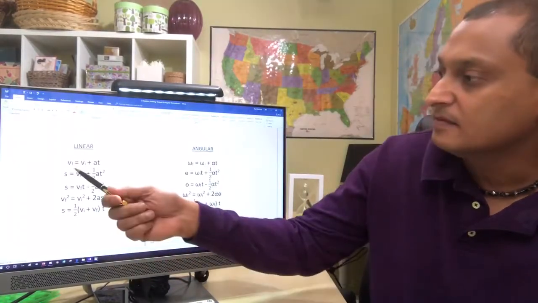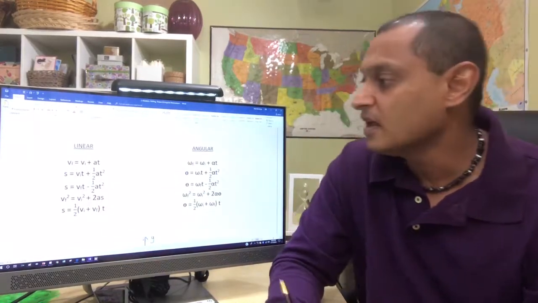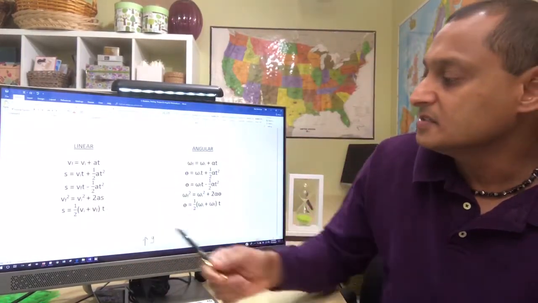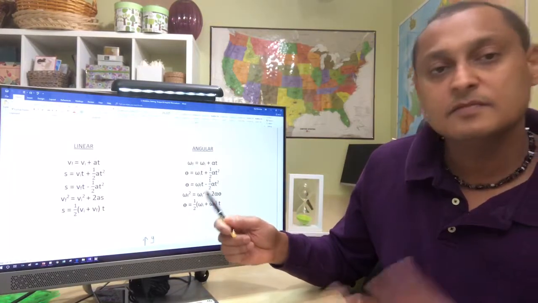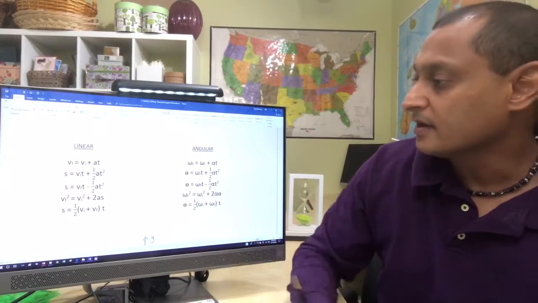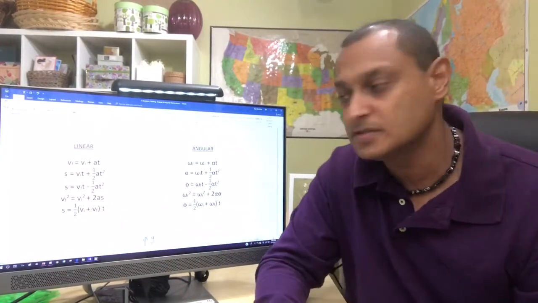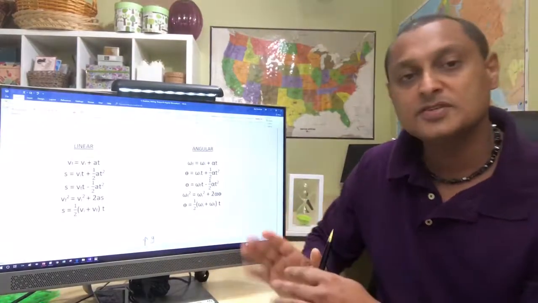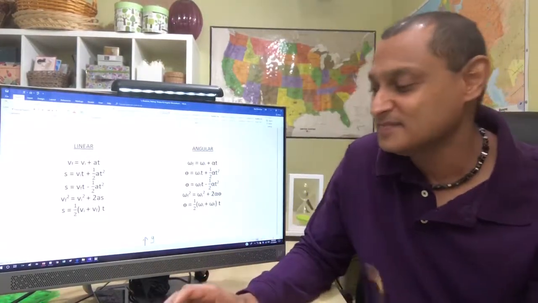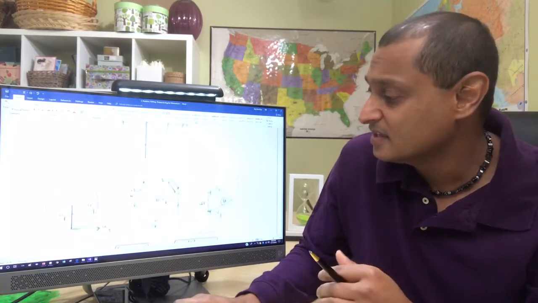For example, v for linear velocity becomes omega for angular velocity. s for linear distance becomes theta for angular displacement, so on and so forth. a for linear acceleration becomes alpha for angular acceleration, and so forth. So it's the same equations we've already derived in prior chapters that we can apply to angular motion.